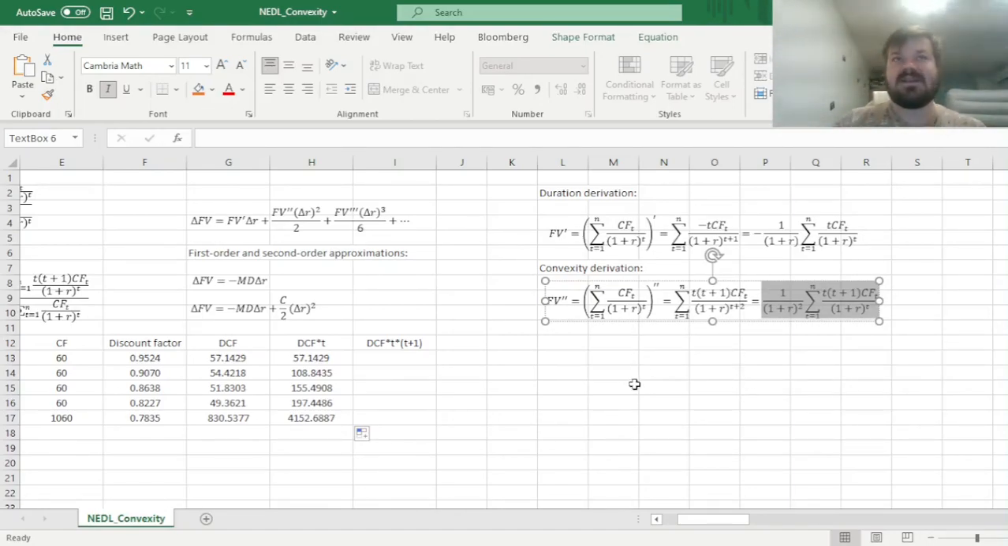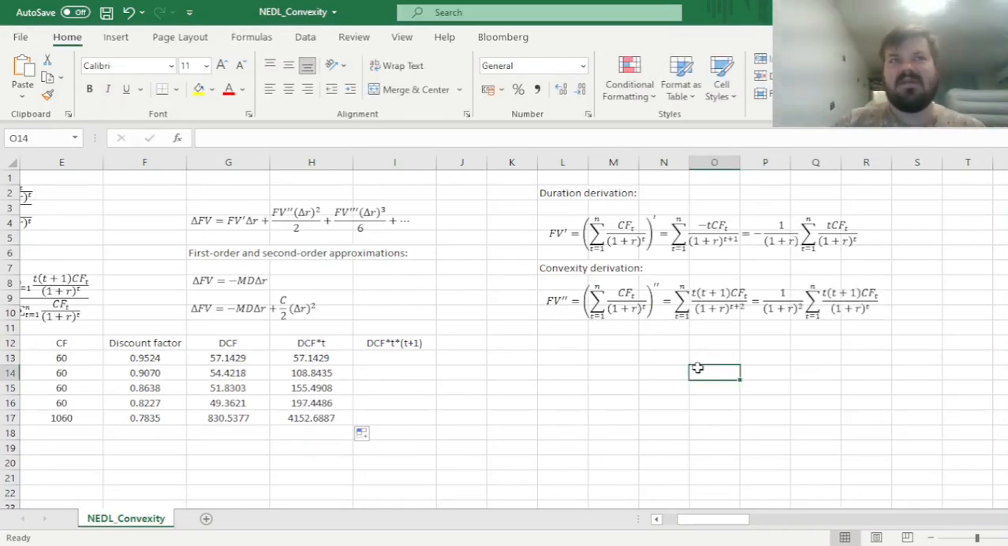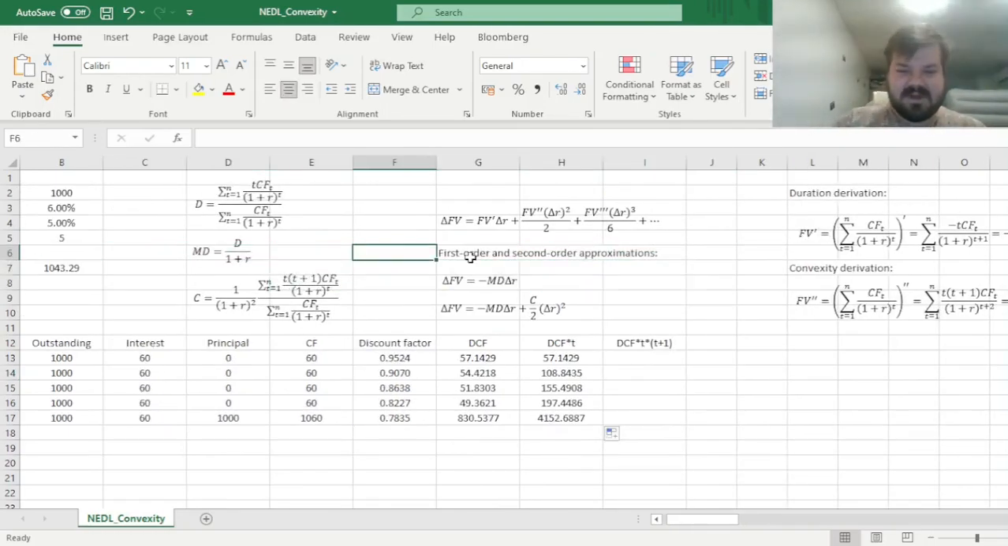So convexity and duration, or modified duration more precisely, correspond to the second derivative and the first derivative of the fair value function with respect to the yield to maturity r. And here, using the Taylor series properties, that we can approximate the function using its derivatives, we have got a very natural emergence of our approximations, both first order and second order.